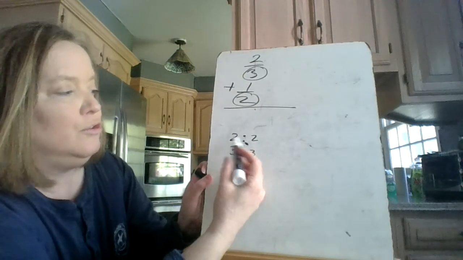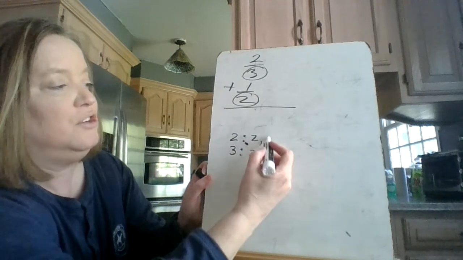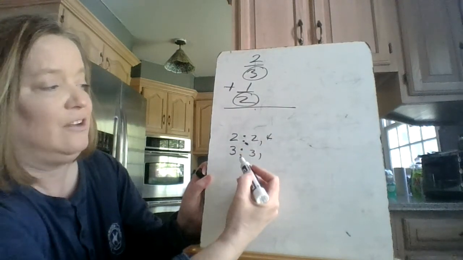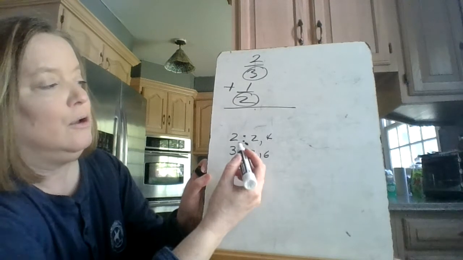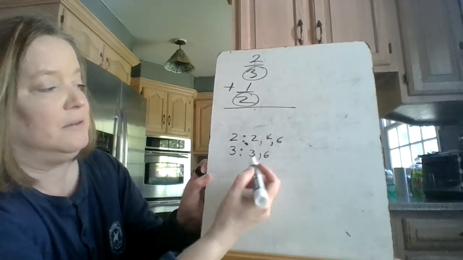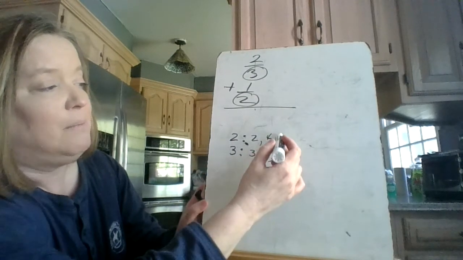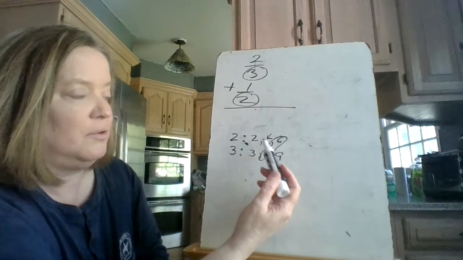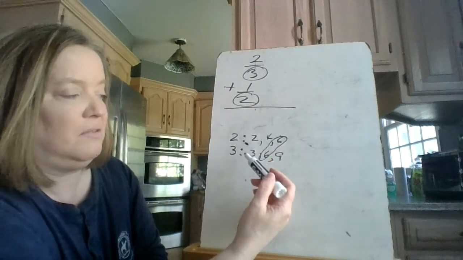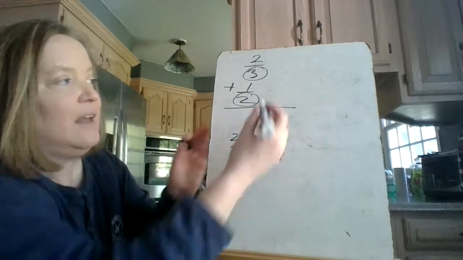So 2 times 1 is 2, 3 times 1 is 3, 2 times 2 is 4. I still have no match. 3 times 2 is 6. Let me try it again. 2 times 3 is 6. And 3 times 3 is 9. But if I look, I had a match with the number 6. So this is the least common multiple, or the smallest number that 2 and 3 share in common when you're counting by 2s and 3s. So I'm going to use that number.